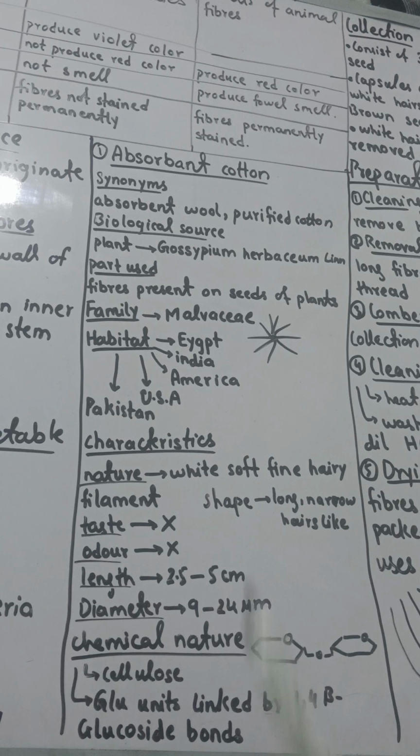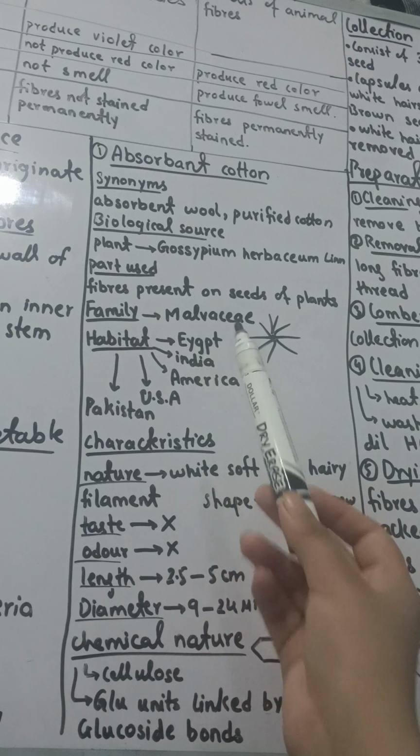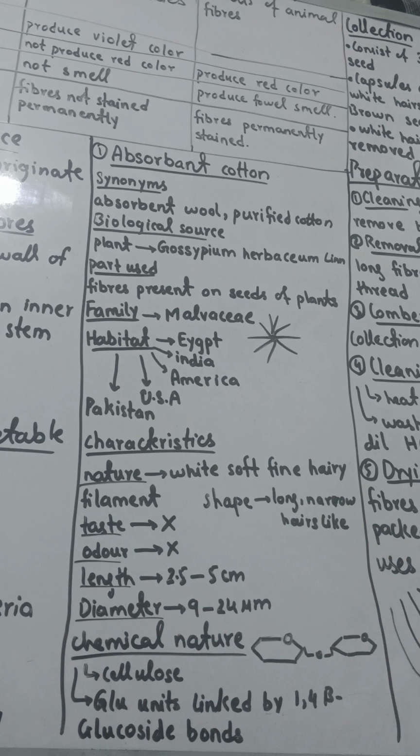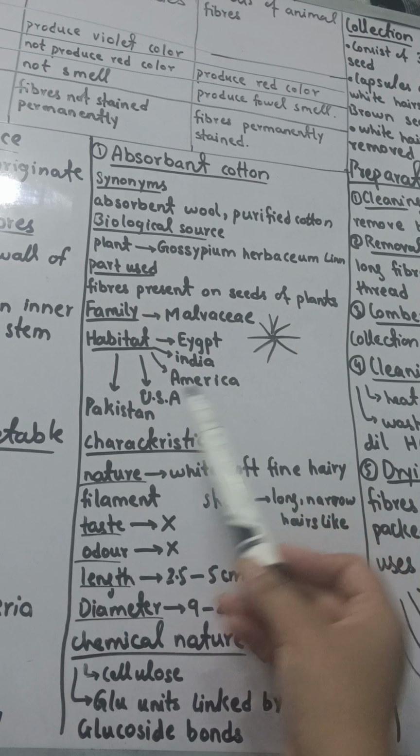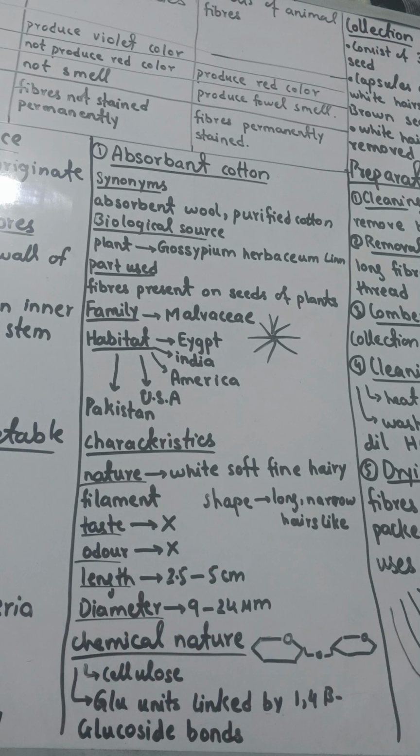Now what is the family of them? So Malvaceae is the family of them. What is the habitat, in what countries are these plants present? So in Egypt, in India, in America, USA, and Pakistan, these are the countries where cotton is produced.